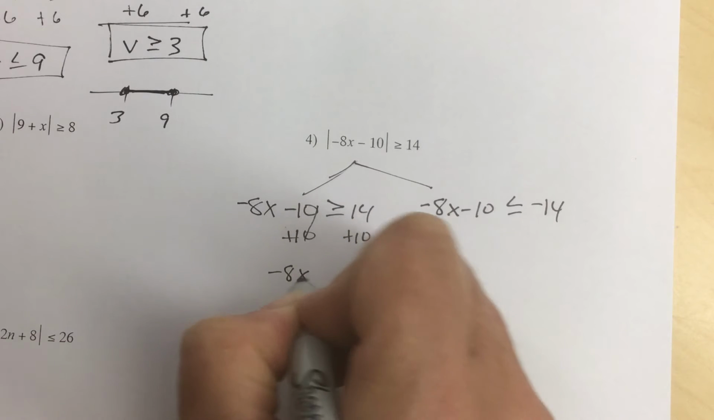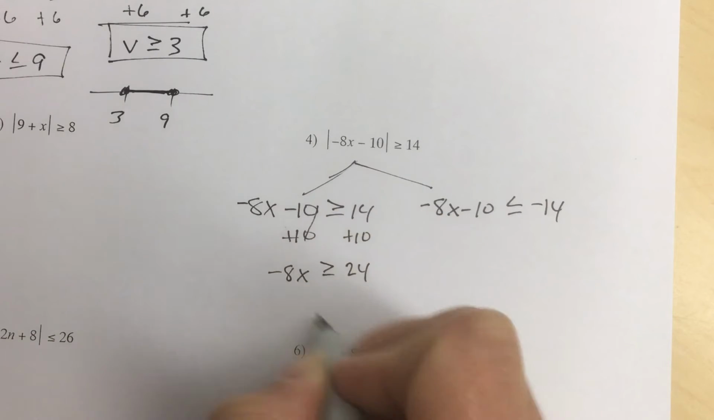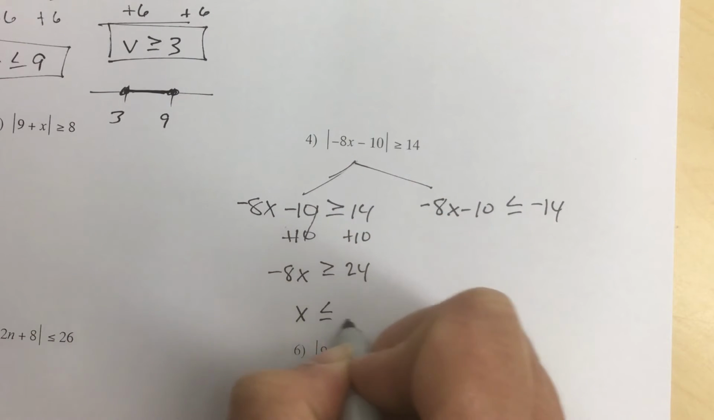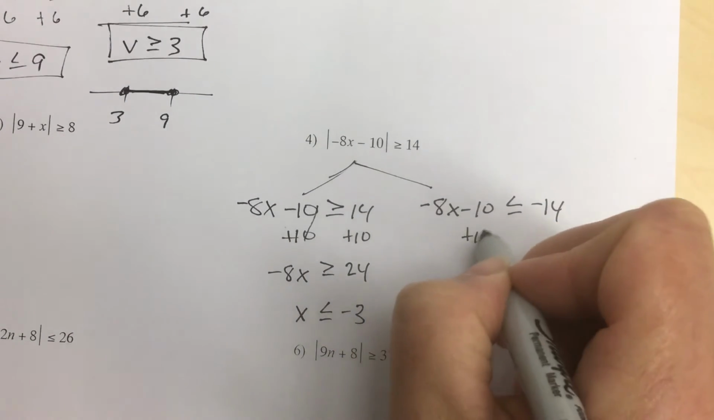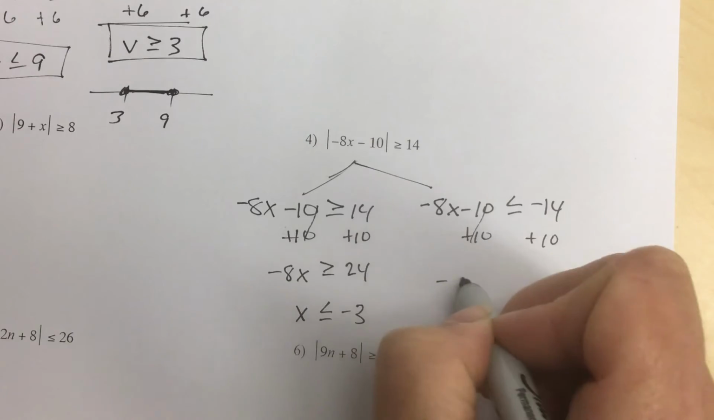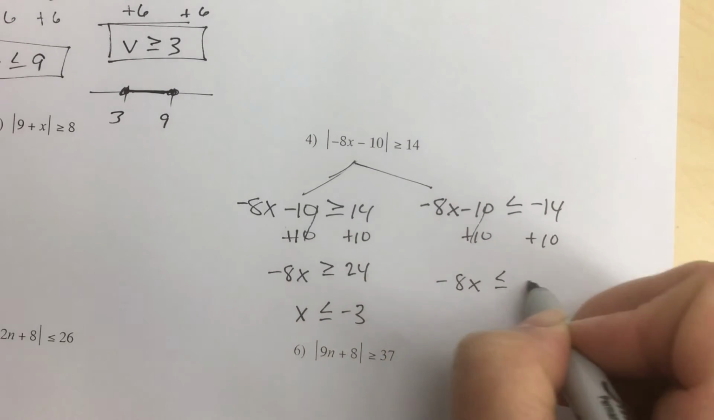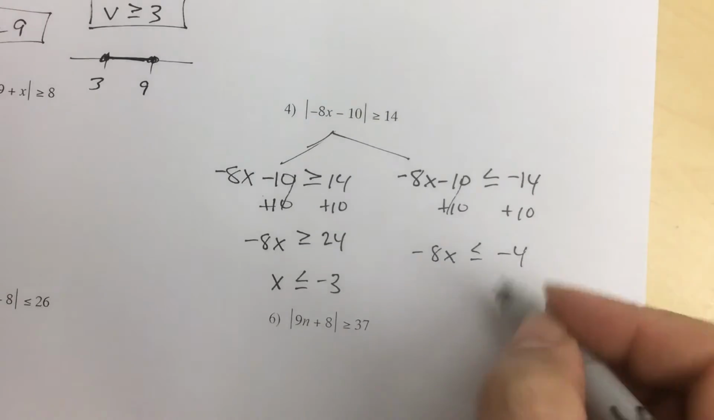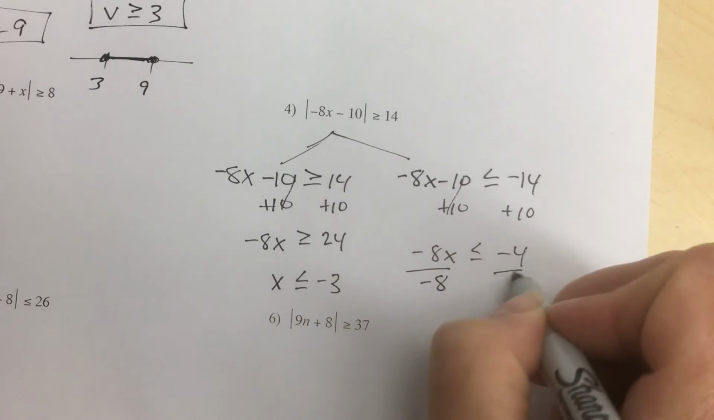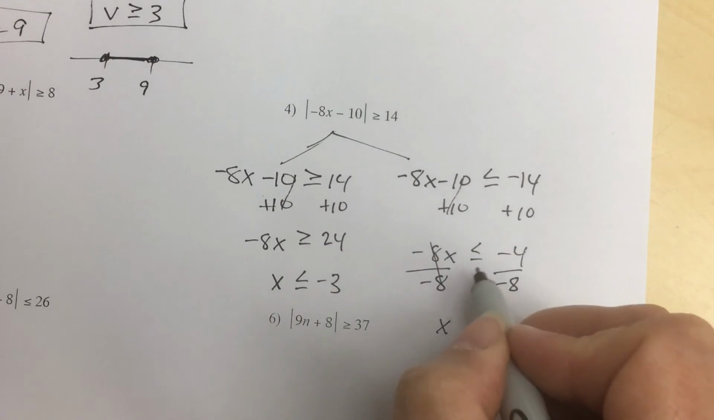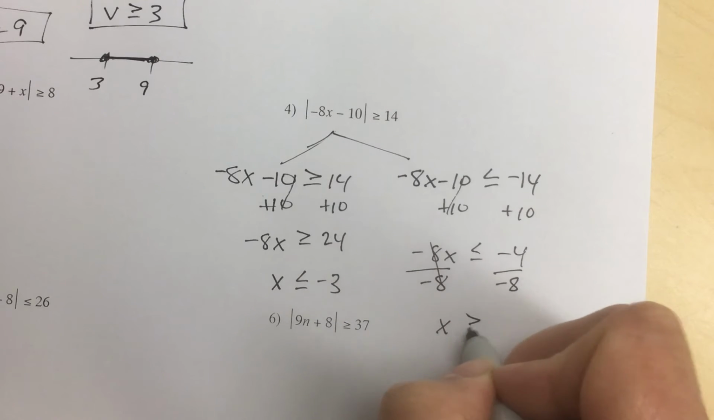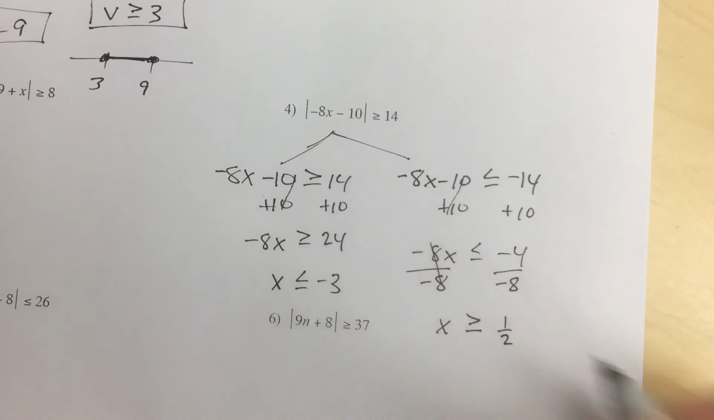So you get negative 8x is greater than or equal to 24. Divide by a negative, so you have to flip the sign from greater than to less than. Add 10 to both sides here. You get negative 8x is less than or equal to negative 4. Make sure you divide by the number on the letter, not just automatically divide by the smaller number. So that gives you x. I'm dividing by a negative 8, so I change it, and then this is positive 1/2.